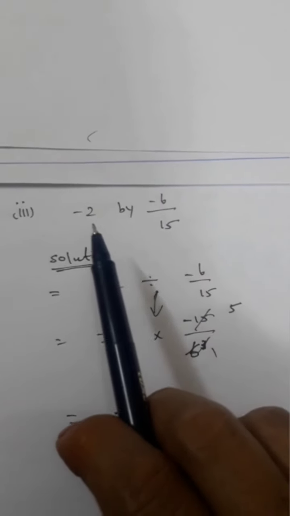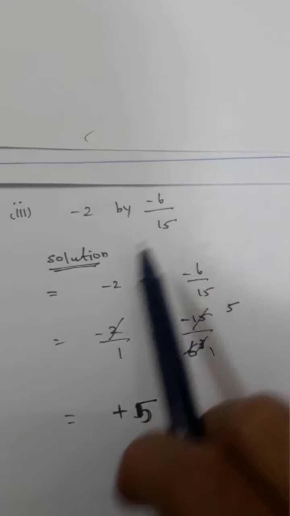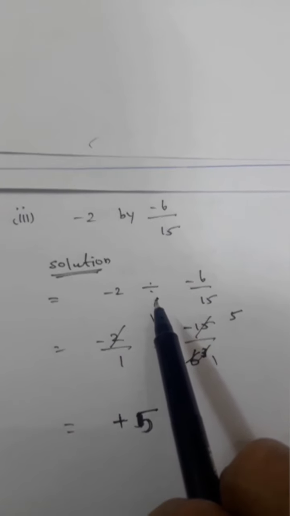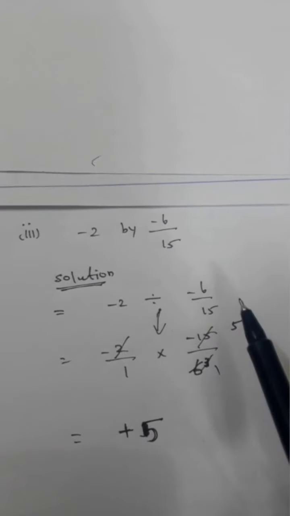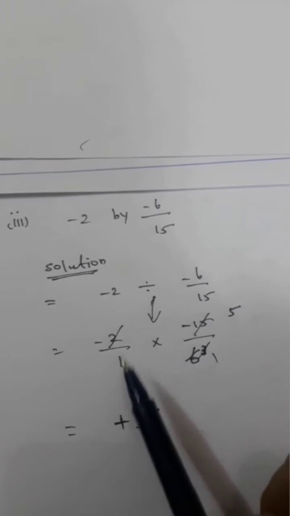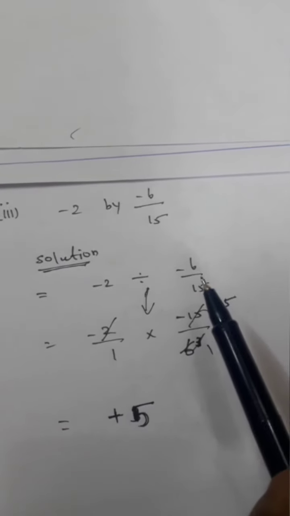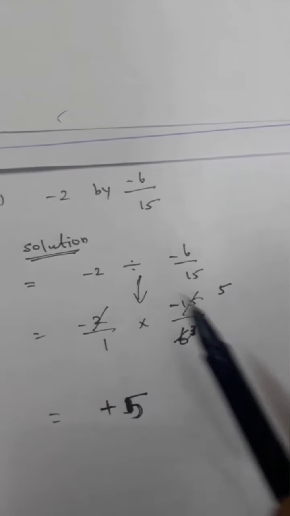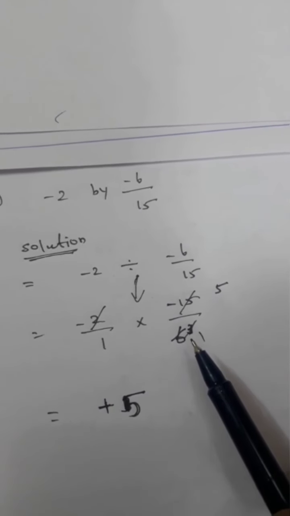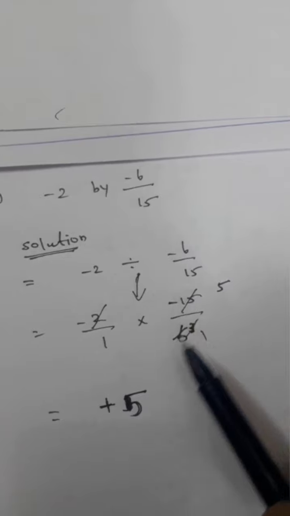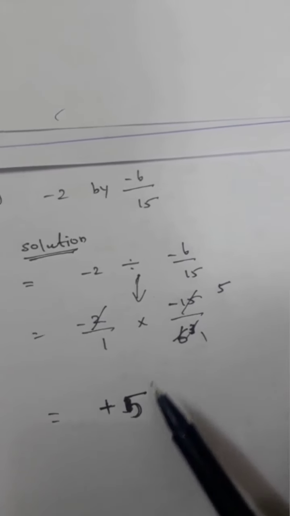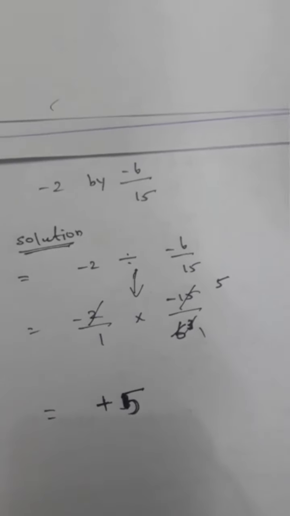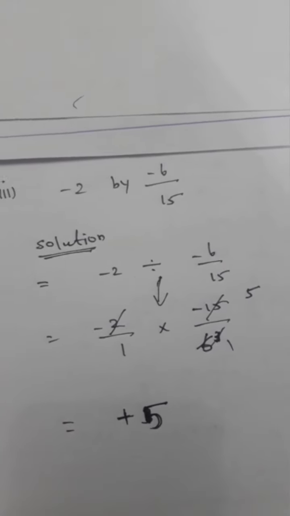Now the third sum, minus 2 divided by minus 6 by 15. Solution: minus 2, division symbol, minus 6 by 15. Minus 2 by 1, division changes into multiplication. Next, write the rational number as its reciprocal, 15 by 6. 1 2 is 2, 3 2s are 6, and 3 I have already written there. Next, strike out 3 and 15. 1 3 is 3, 5 3s are 15. Now what is the number? 5. Minus into minus is plus. 1 1 is 1. 5 by 1 equals 5. The answer is 5 only, the correct answer.